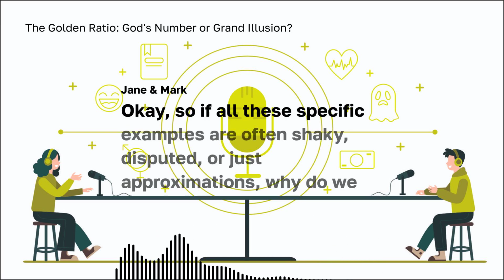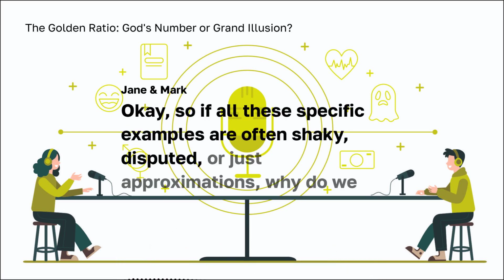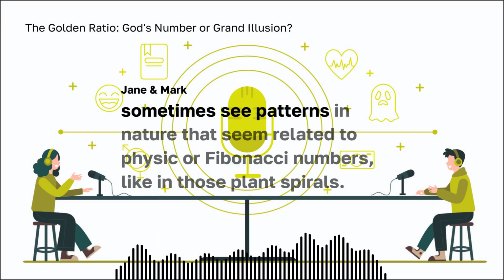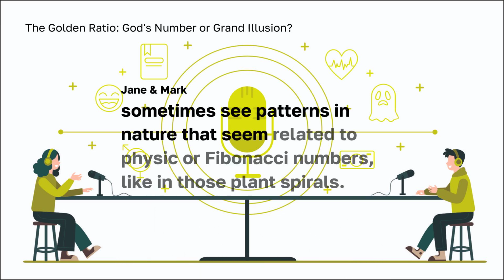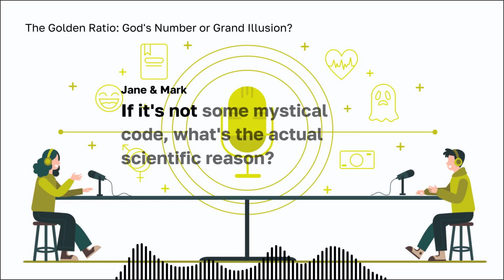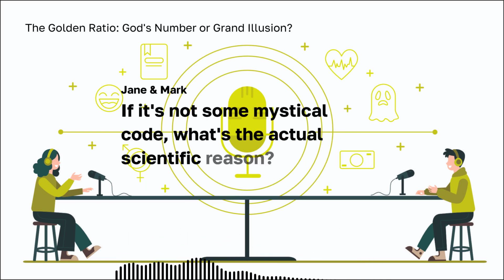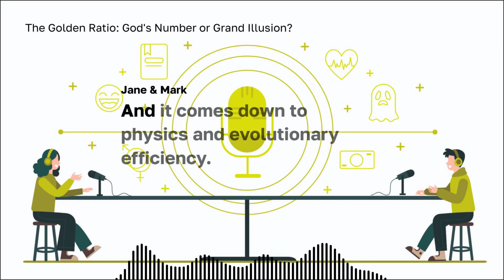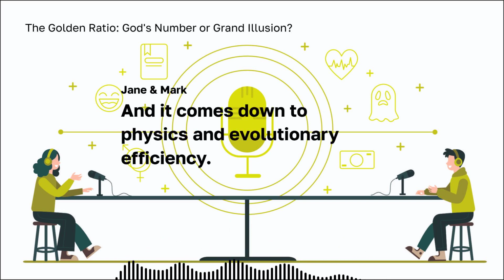Okay, so if all these specific examples are often shaky, disputed, or just approximations, why do we sometimes see patterns in nature that seem related to phi or Fibonacci numbers, like in those plant spirals? If it's not some mystical code, what's the actual scientific reason? That's the really interesting part, and it comes down to physics and evolutionary efficiency.